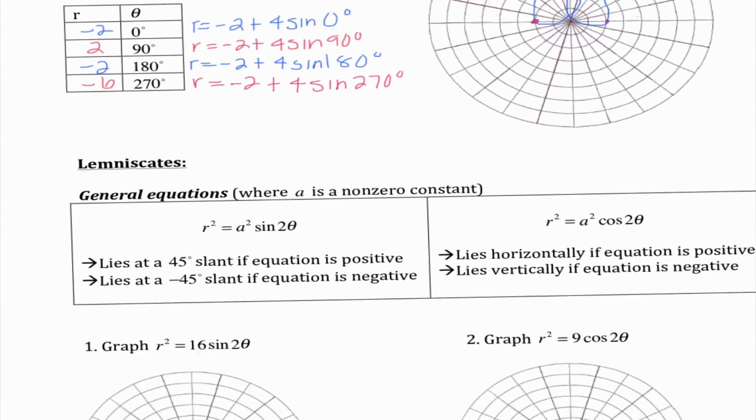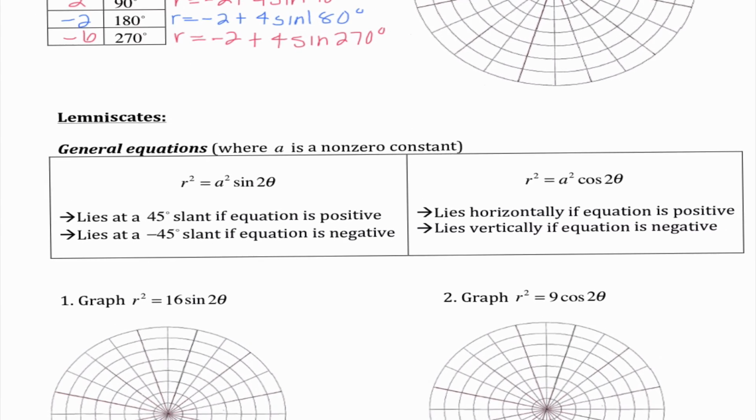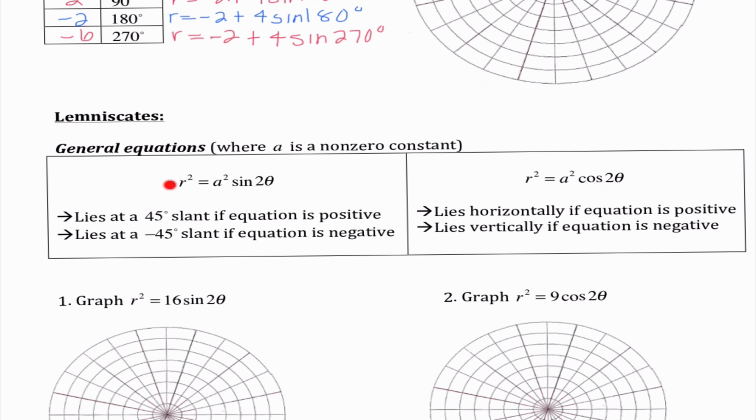Now, the final thing we're going to talk about are what we call lemniscates. We have 2 different general equations, and the way that I can always notice this is the r squared. We have r squared equals a squared sine 2 theta, and this is always going to be 2 theta. A squared is going to be the only constant. And the way that we graph it, if it is a sine graph, it's either going to be at 45 degrees or negative 45 degrees. If the equation is positive, it's going to be at 45. If it's negative, it's at negative 45.